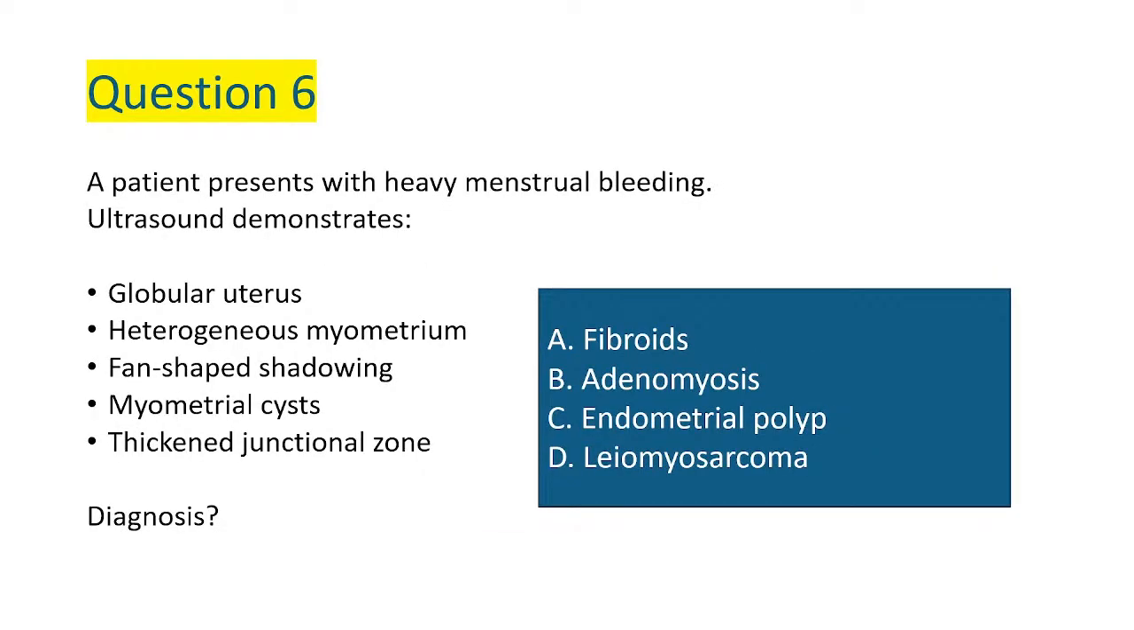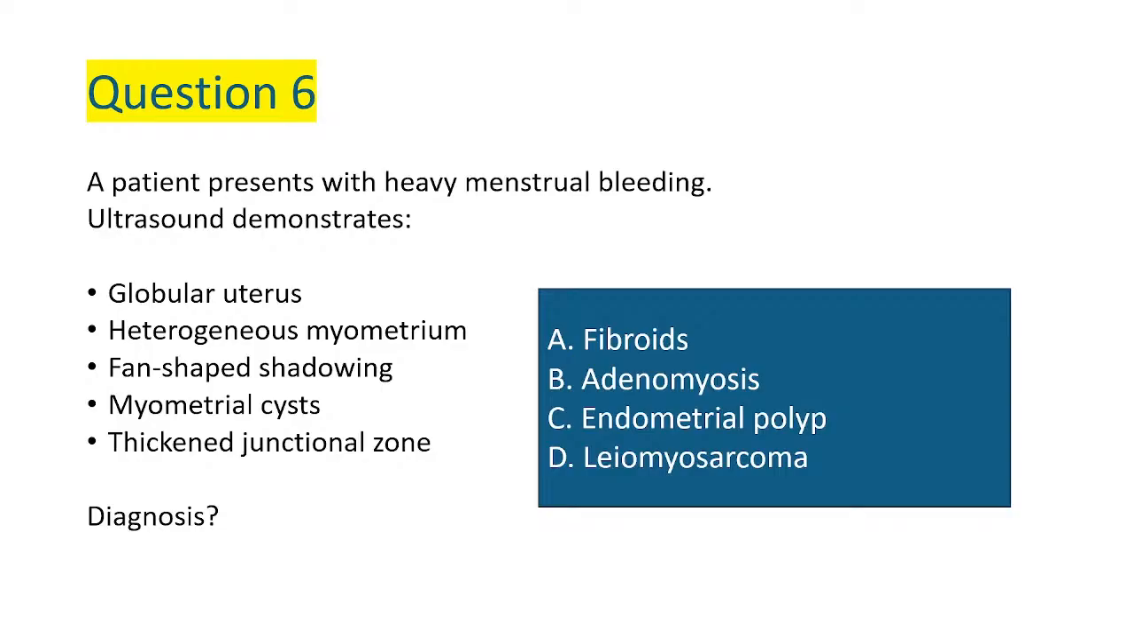Question number 6. A patient presents with heavy menstrual bleeding. Ultrasound demonstrates globular uterus, heterogeneous myometrium, fan-shaped shadowing, myometrial cysts, and thickened junctional zone. What is the most likely diagnosis? A. Fibroids. B. Adenomyosis. C. Endometrial polyp. D.